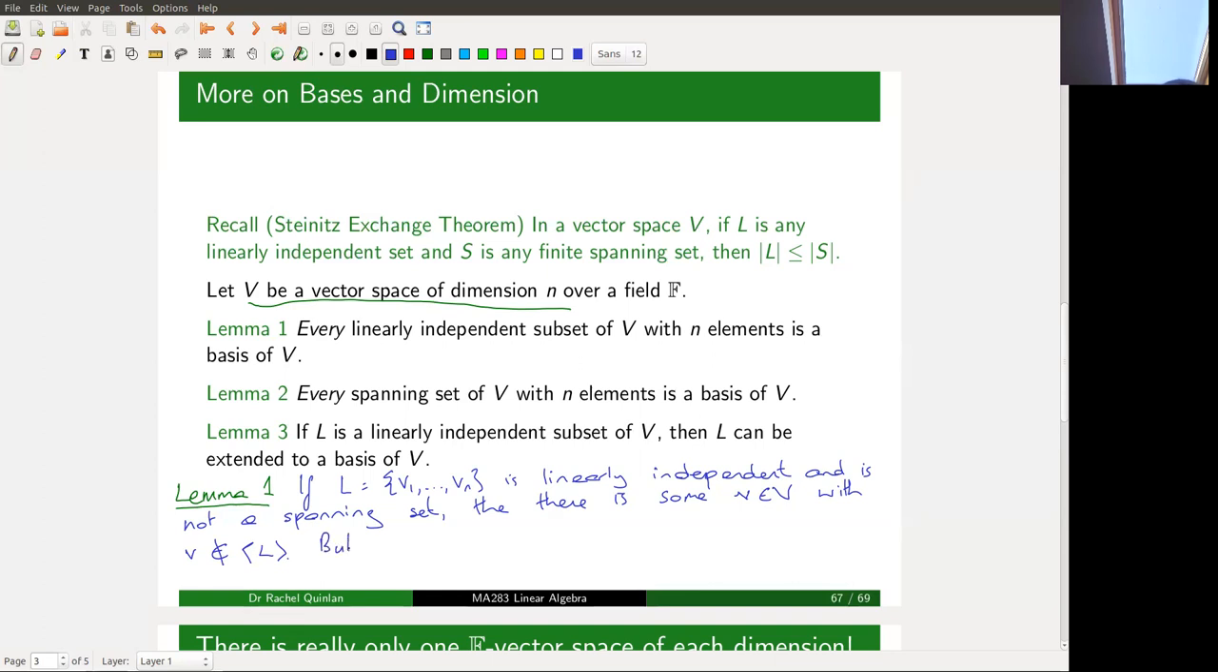But if that's true, then we could add v into the set and we'd have a linearly independent set with more than n elements, which is not possible by the standard exchange theorem, because we do know that we have at least one spanning set with exactly n elements.